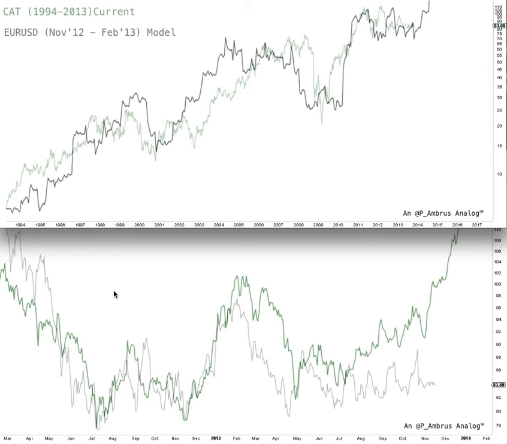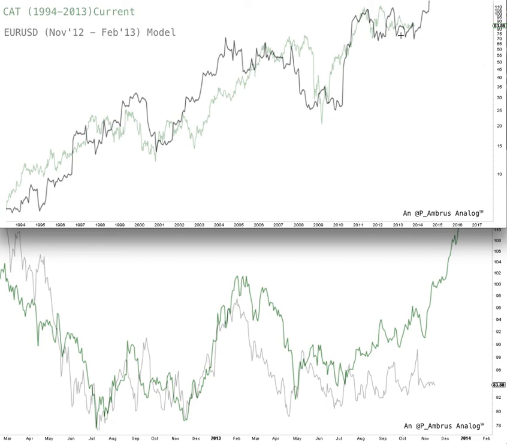The pattern is a pattern I've seen play out on different charts, different time frames. For whatever reason, it just seems to repeat itself. What the pattern suggests is that eventually Caterpillar will resolve itself higher and take out the 110 previous high, and it should do that by mid 2014, if not a bit sooner.